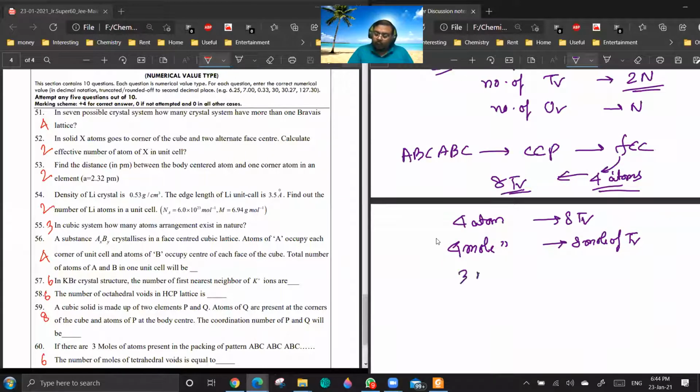So for 3 moles of atoms, you have what? 6 moles of tetrahedral voids. Is it clear? Yes or no? Yes, sir. Okay.